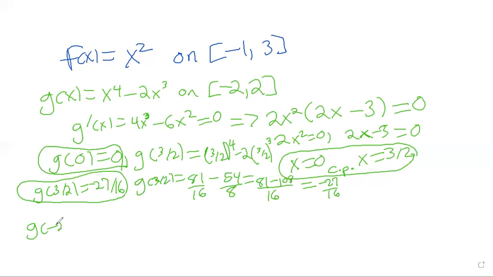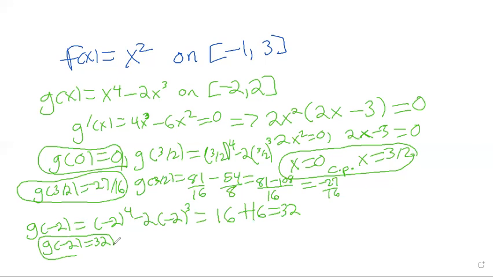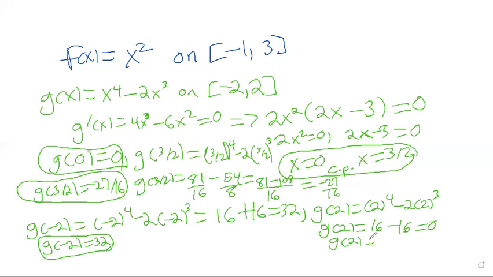So we tested 2 critical points, 0 and 3/2, but now we got to test the 2 endpoints. So we do g of -2. Plug that in, you get -2 to the 4th minus 2 times -2 to the 3rd, which is going to equal 16. And then -2 times -8, that's going to be 16 again, 32. So g of -2 equals 32. And then now we're going to have to do the other endpoint, g of 2. So g of 2, plug in 2 for every x, that's 2 to the 4th power minus 2 times 2 to the 3rd. So it's going to be 16. You get -2, and then 2 to the 3rd is 8. So 16 minus 16 equals 0. So g of 2 equals 0.